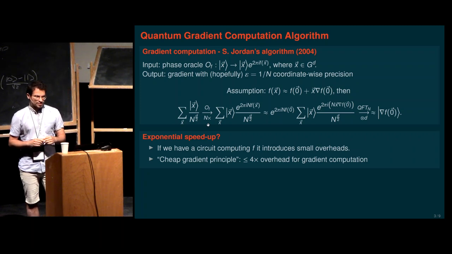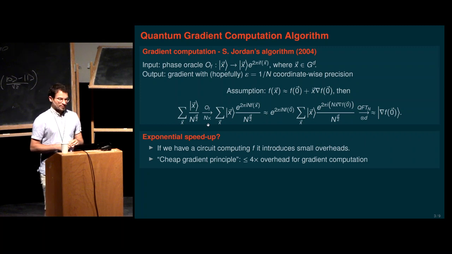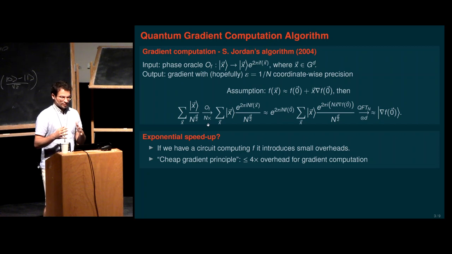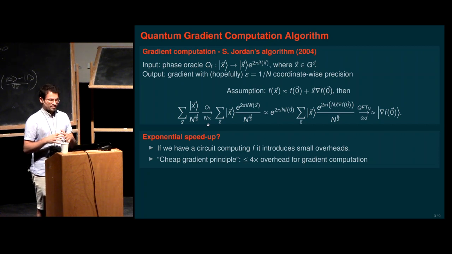And the situation is similar for Jordan's algorithm. If you have a function which is perfectly well-defined, you can compute it with some arithmetic steps, then the cheap gradient principle tells you that you have a very good quantum or classical algorithm for computing this gradient. However, if your function comes from something which is maybe even quantum mechanically defined, maybe it's some property of a quantum state or something else, then you have no chance of accessing that thing classically, and there you have a chance to get some quantum speed up.